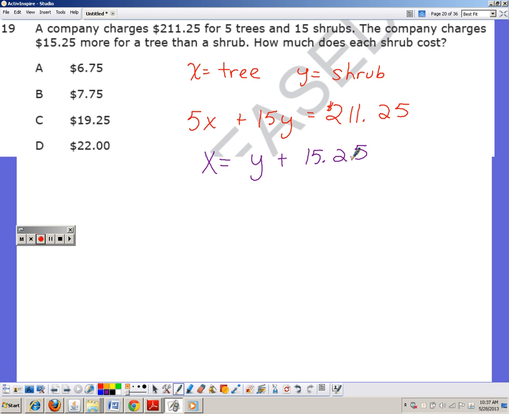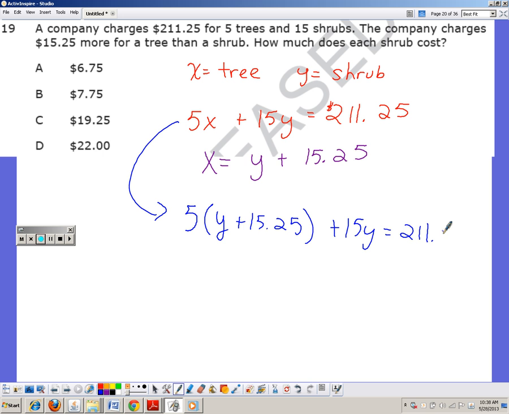So since we already know what x is, x equals y plus 15.25, all we got to do is take our first equation, and where we see x, we're going to replace it with y plus 15.25. So where we see 5x, we're going to replace it with 5 times y plus 15.25, plus 15y equals $211.25.